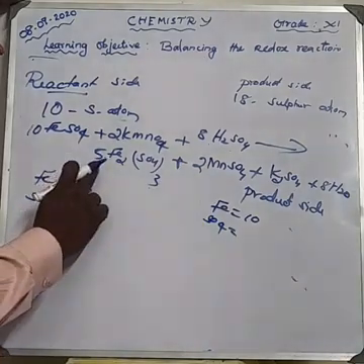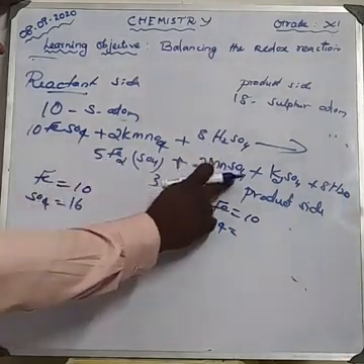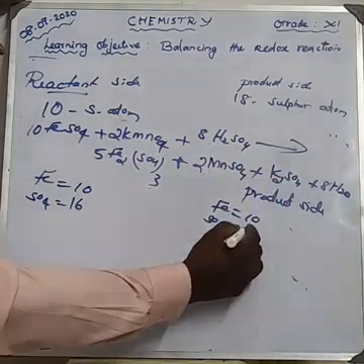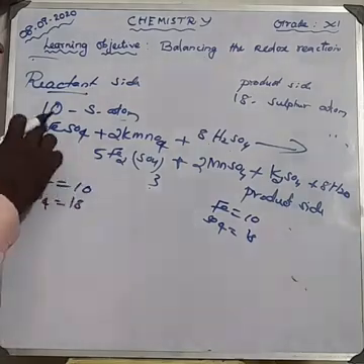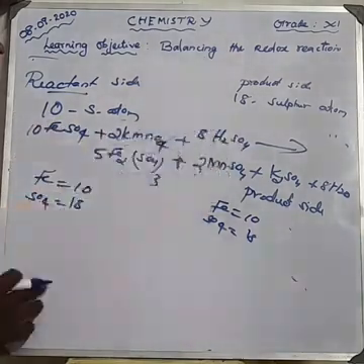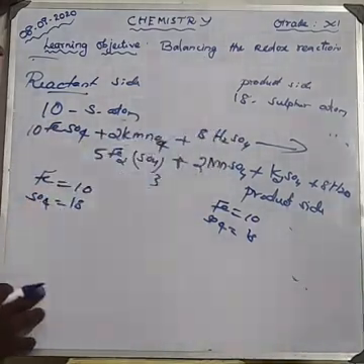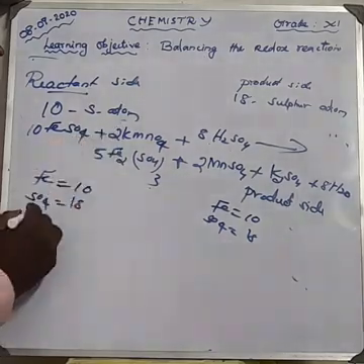5 times 3 is equal to 15. 15 plus 2 is 17. 17 plus 1 is 18. Okay, here not 16, 18. Am I right? 10 plus 8, okay, 18. Okay, here. Next, about potassium.